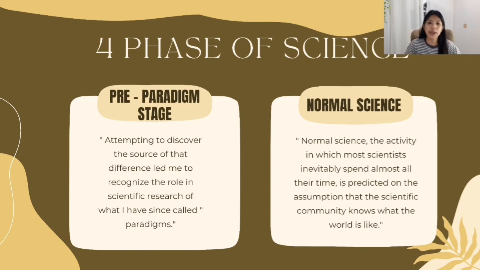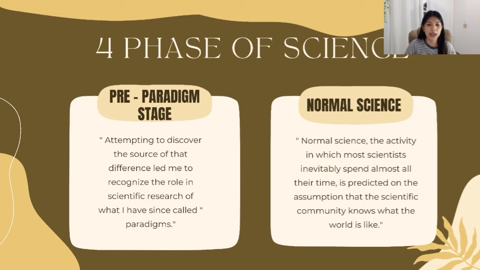So once we are committed to this paradigm, we are in the normal science stage. "Normal science is the activity in which most scientists inevitably spend almost all their time, predicated on the assumption that the scientific community knows what the world is like." Kuhn relates normal science to a puzzle-solving process. So we already have the puzzle pieces, or the fixed set of rules and procedures, and we just have to complete the puzzle.